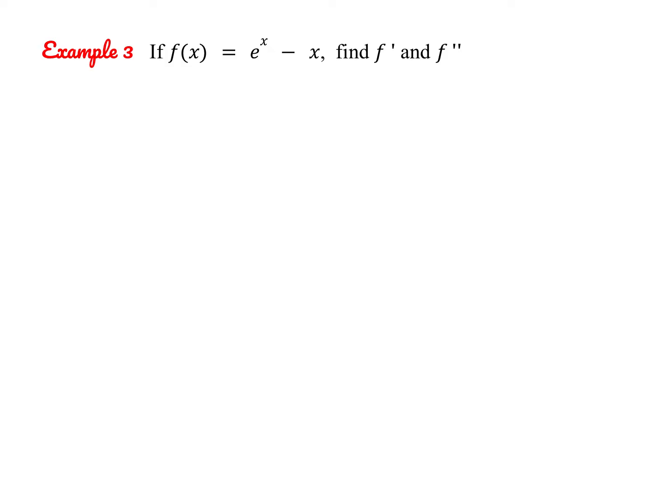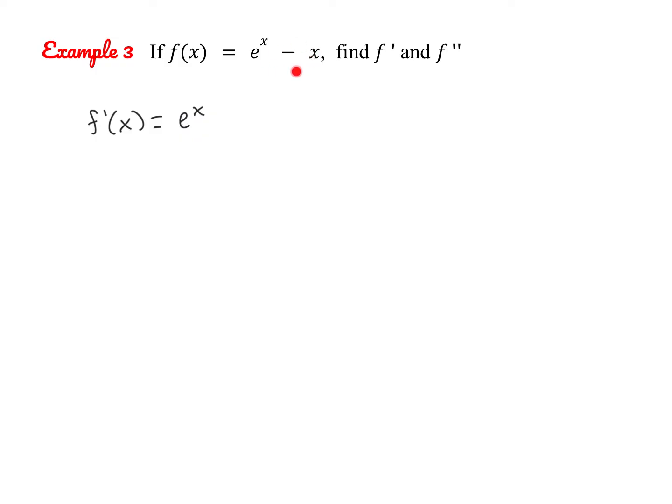All right, so now let's try using that rule that we just learned. So here we have f of x is equal to e to the x minus x, and we want to find f prime and then f double prime. So we'll start with that first derivative. We're going to start just by taking the derivative of this first part of our function, and the derivative of e to the x is just e to the x.